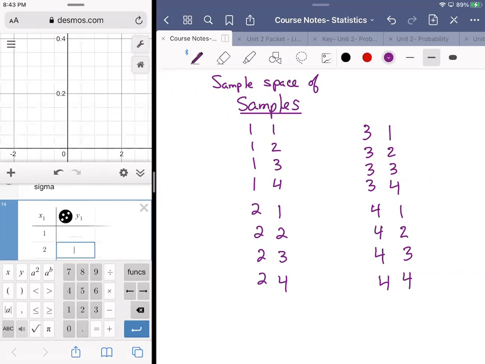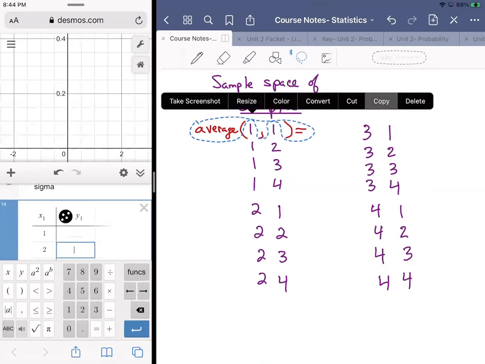Okay. So what I want to do here is find the mean of each of these samples. I'm going to find the average of the numbers 1 and 1, then 1 and 2, then 1 and 3, and so on.